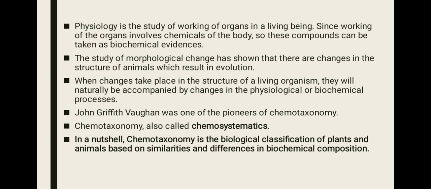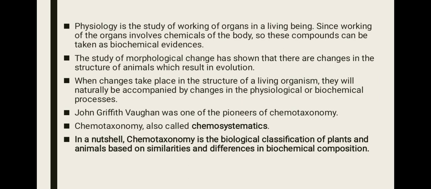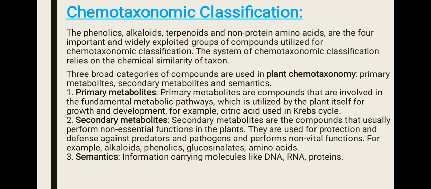Chemotaxonomy, also called chemosystematics. In a nutshell, chemotaxonomy is the biological classification of plants and animals based on similarities and differences in biochemical composition. Next, chemotaxonomy classification. The phenolics, alkaloids, terpenoids, and non-protein amino acids are the four important and widely exploited groups of compounds utilized for chemotaxonomy classification. The system of chemotaxonomy classification relies on the chemical similarity of taxa. Three broad categories of compounds are used in plant chemotaxonomy: primary metabolites, secondary metabolites, and semantides.